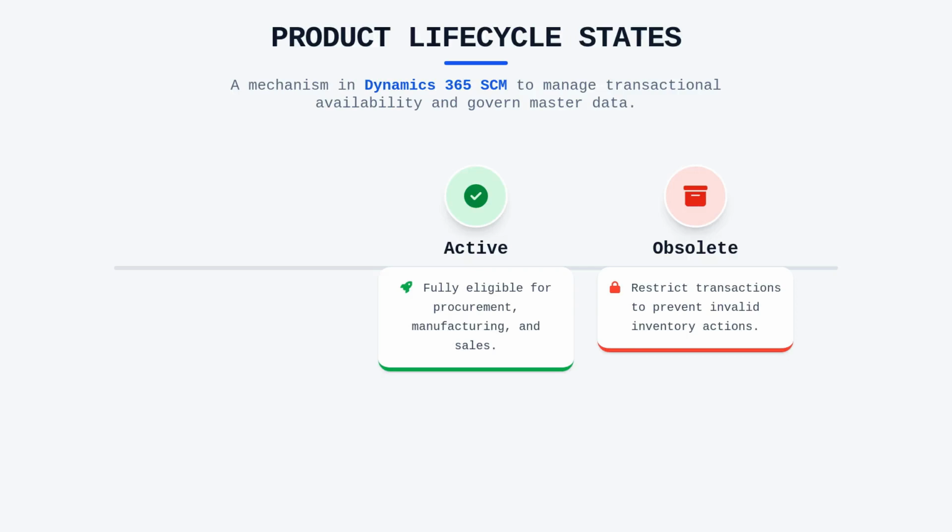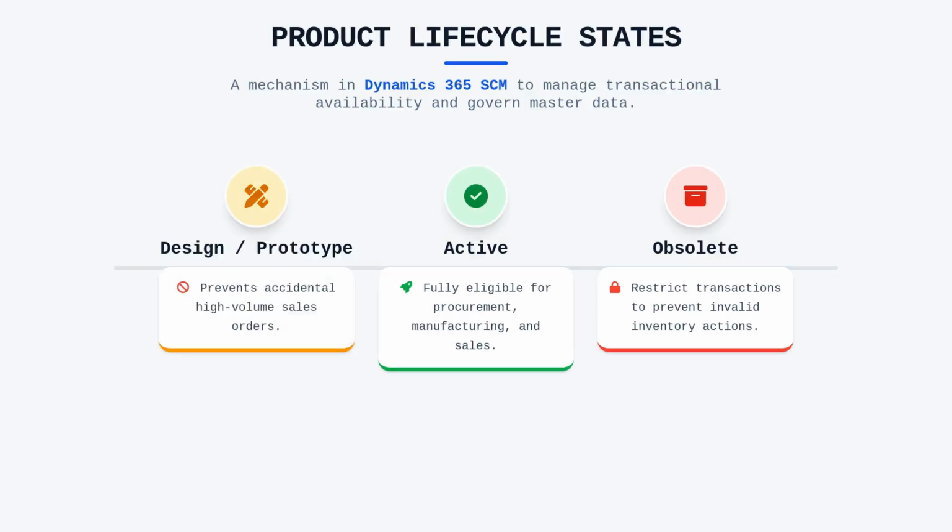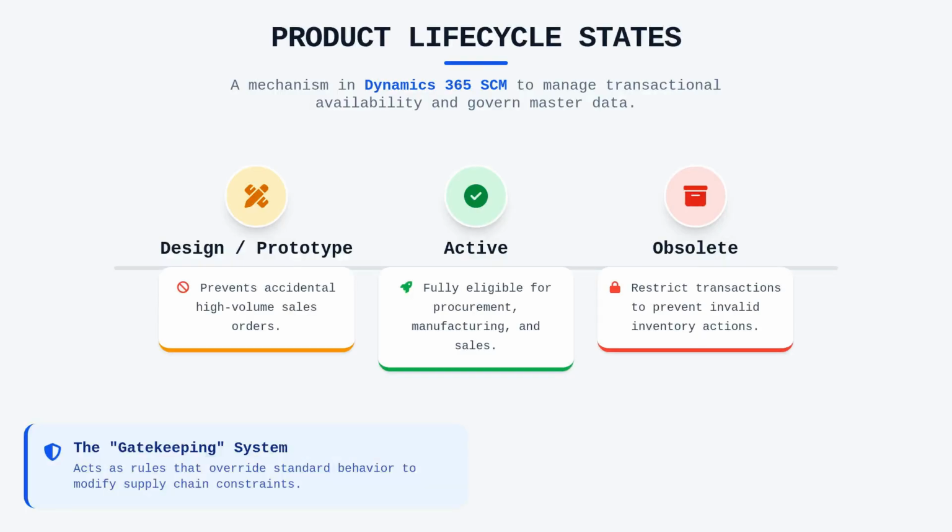When you configure a state, you are essentially determining whether that product is eligible for procurement, manufacturing, or sales activities. This ensures that a product in the prototype stage cannot be accidentally included in a high-volume sales order, which would otherwise complicate your physical fulfillment and inventory reconciliation processes. Maintaining this level of rigor is vital for organizations that need to uphold strict governance over their master data, especially when dealing with complex engineering changes.